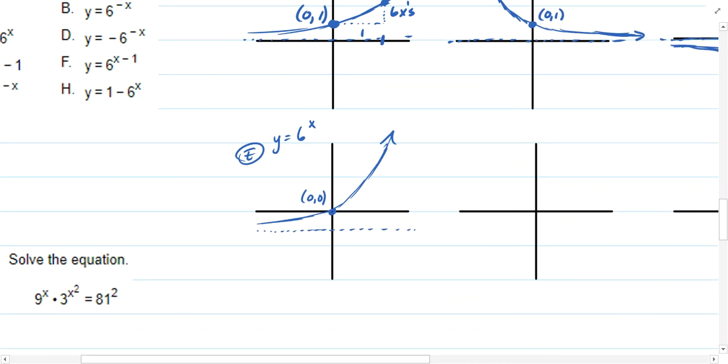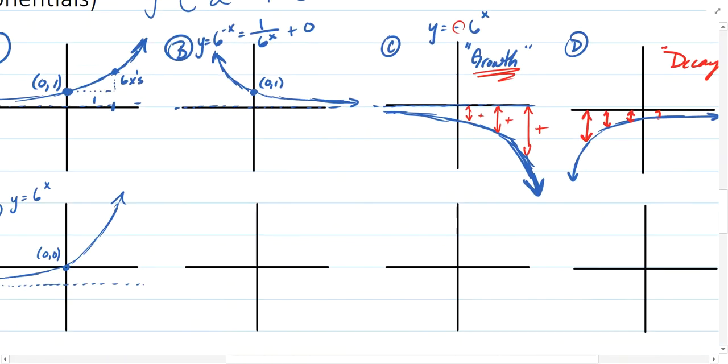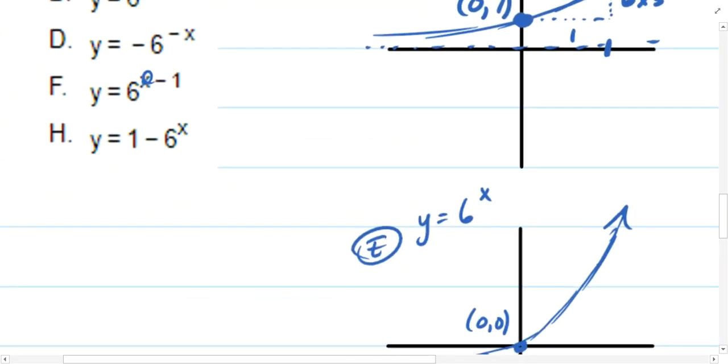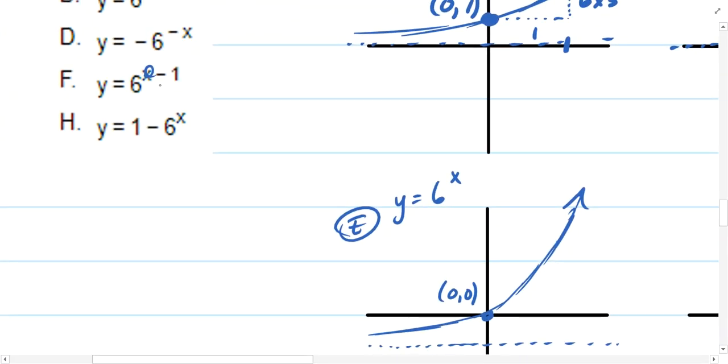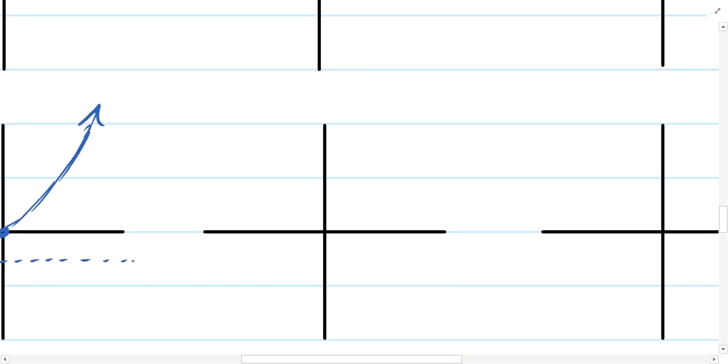For part F, we have 6 to the x power minus 1. Let's just create a checkpoint real quick here, because hopefully you've noticed with the first 5 graphs that all of the shapes are the same, just the orientation is slightly different. So in part F, we've got 6 to the 0 power minus 1. Well, 0 minus 1 is negative 1. And 6 to the negative first power is the same as 1 divided by 6 to the first power, or just 1/6. So this tells us that when x is 0, we get a y value of 1/6.